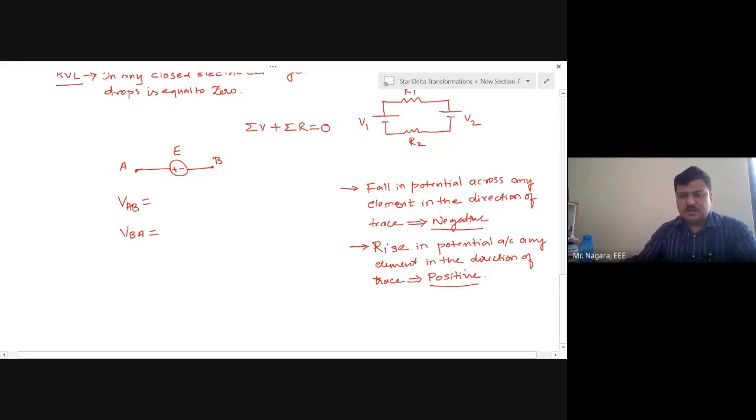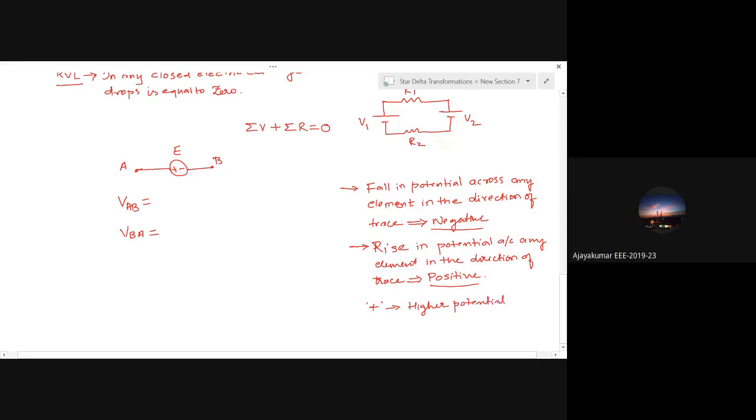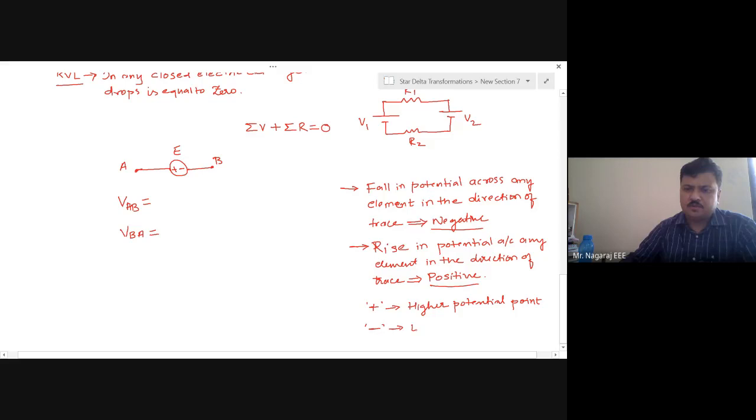Now first we should understand what is rise in potential and what is fall in potential. Here the plus sign indicates higher potential, the higher potential point. The minus sign indicates the lower potential point.